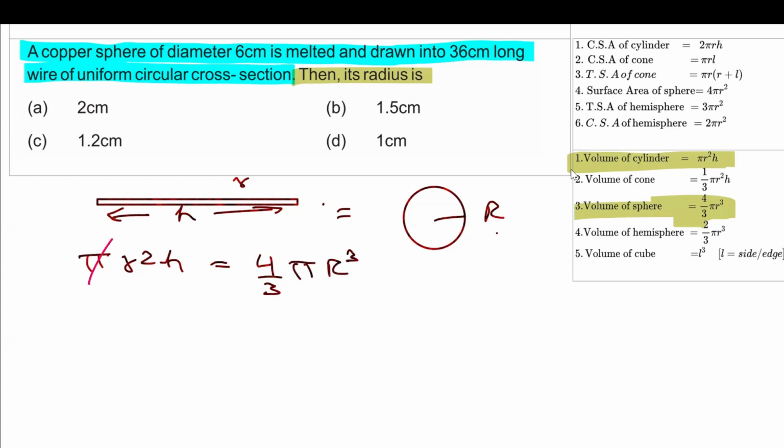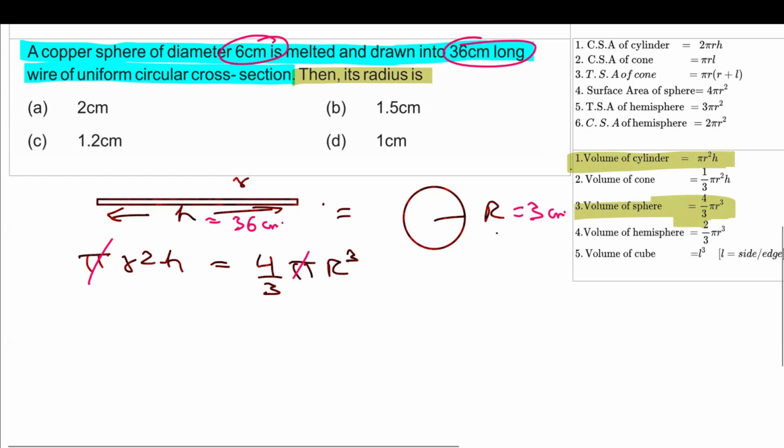Now check here, pi and pi get cancelled. Now we have the radius. You can see that the diameter of the sphere is given. The diameter of this sphere is 6. So this radius is going to be 3 centimeter. And the height is the length of this cylindrical wire. It is given as 36 centimeter.